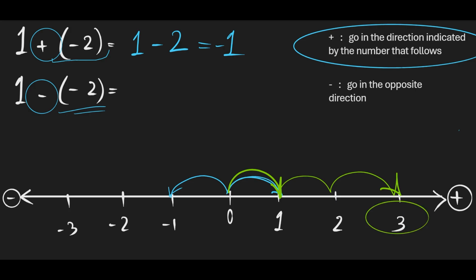3. And that should make sense to us because that 1 minus a -2, when we have an even number of negative signs with one another, they become a positive sign. So 2 negative signs become a positive sign, and this is the same as 1 plus 2, which is equal to positive 3, and that's why we end up here at the positive 3.